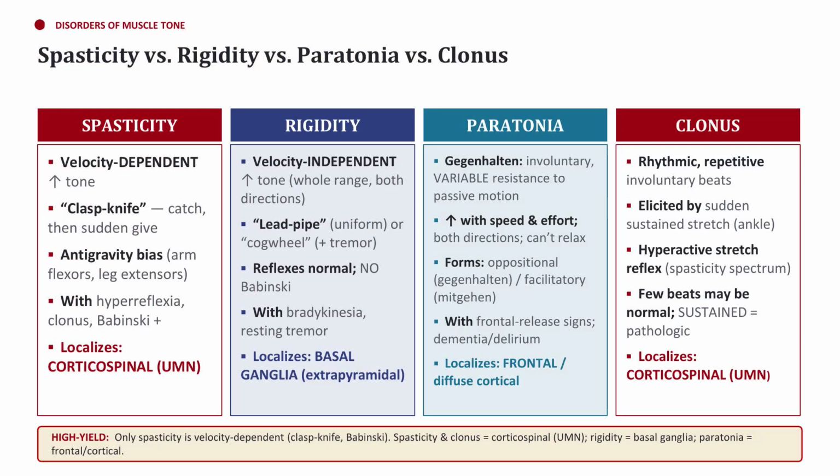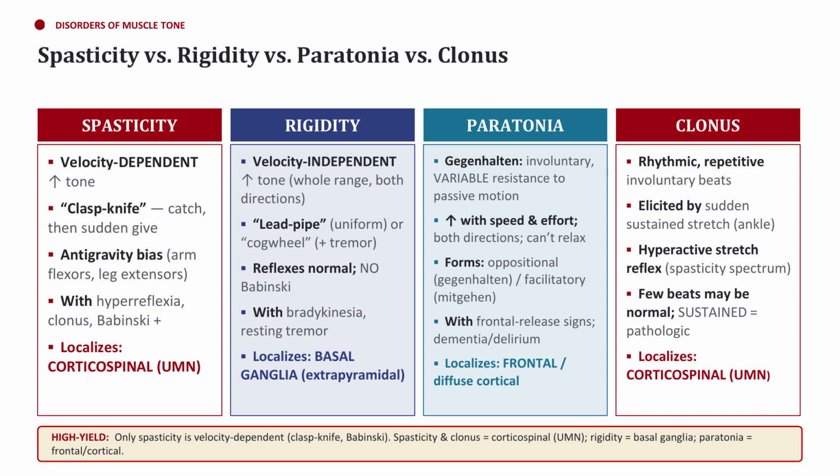Before we leave the upper motor neuron syndrome, let's sharpen a distinction students routinely blur: the different kinds of abnormal tone and where each localizes. Spasticity is the corticospinal signature, velocity-dependent, with the clasp knife give, traveling with hyperreflexia and a Babinski. Contrast it with rigidity, which is velocity-independent, a constant lead pipe or cogwheel resistance, and which points not to the corticospinal tract, but to the basal ganglia.